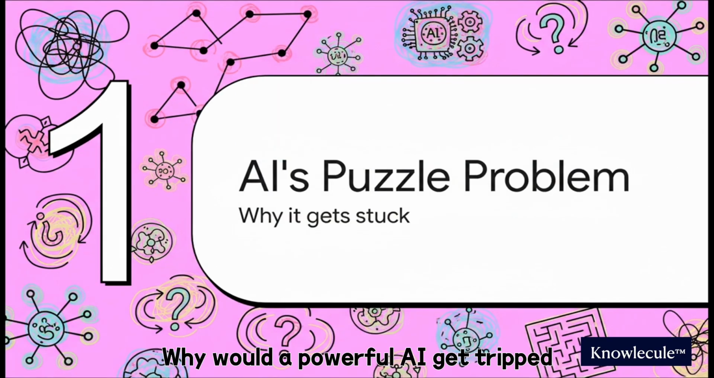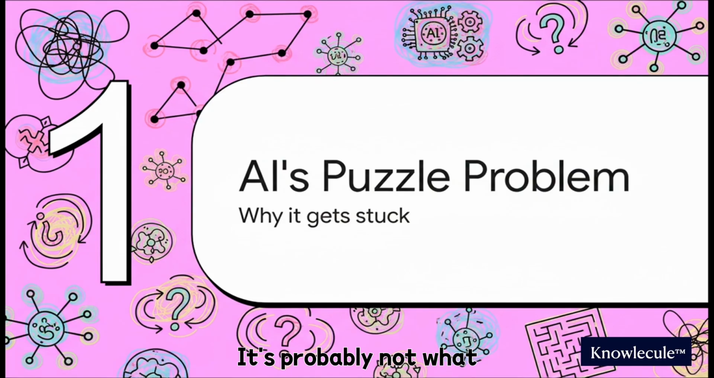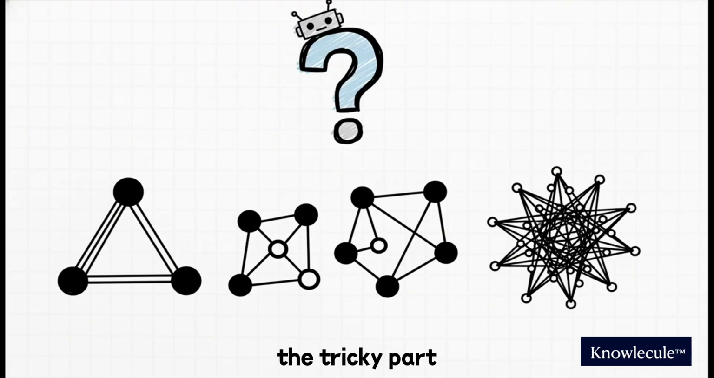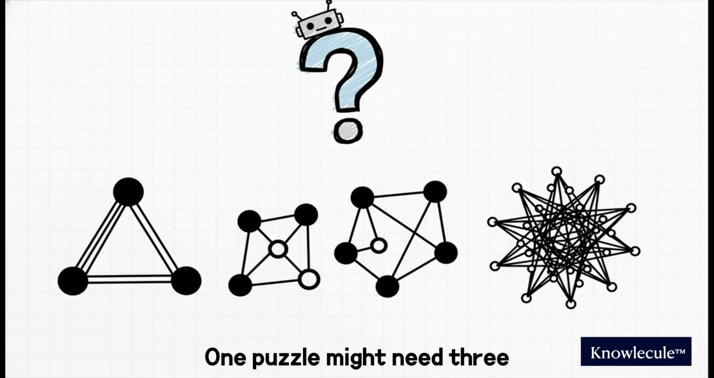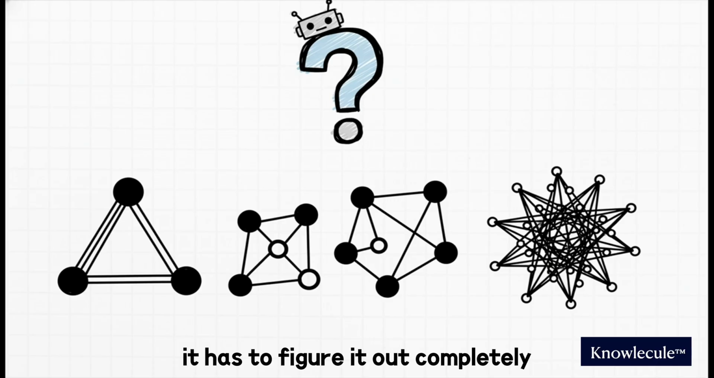So what's the deal? Why would a powerful AI get tripped up by something that looks like a kid's puzzle? The problem, it's probably not what you're thinking. See, for an AI, the tricky part isn't actually drawing the lines. That's easy. The real challenge is that the number of dots you need to connect, the number of points that make up the final shape, it's different every single time. One puzzle might need 3 points to solve it. The next one might need 7. The one after that could need 20. The AI has no idea beforehand. It has to figure it out completely on the fly.